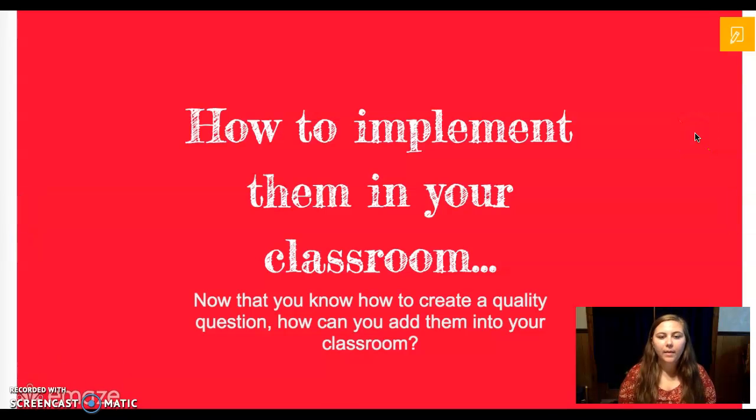So now we're going to talk about, now that we know a little bit more about essential questions and what they are and how to write them, how to implement them into your classroom.